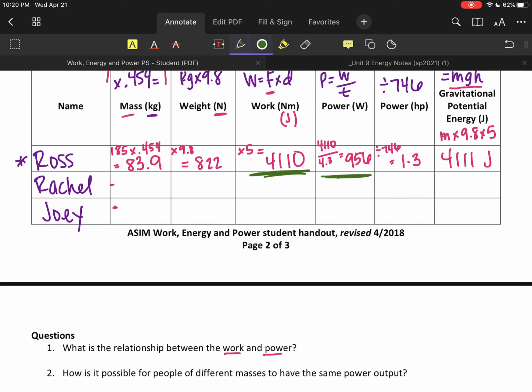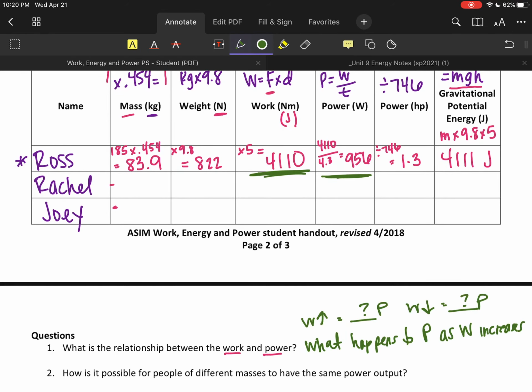Work and power. What you should notice down here with some of your data is what I'm really wanting to know: what happens to your power as work increases? If your work goes up, what happens to your power? If your work went down, what happens to your power?